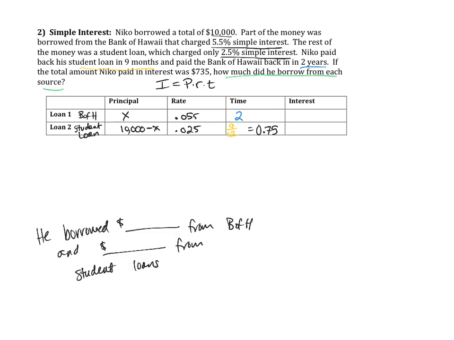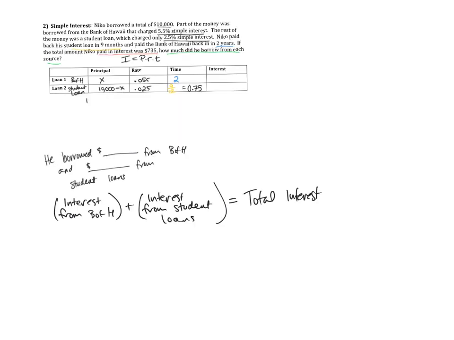Okay, so we figure out what's needed. He borrowed a certain amount from B of H and a certain amount from student loans. Okay, now what else is given? This is really important. He paid a total of $735 in interest. So if we take the interest that he needed to pay for B of H plus the interest he needed to pay for student loans, together that gives us $735.